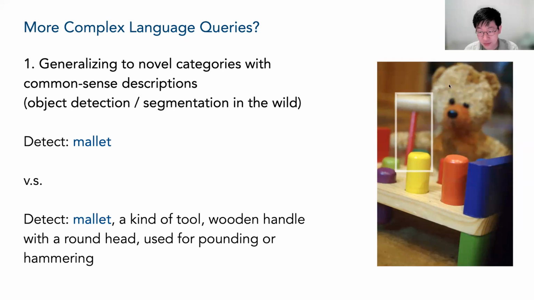So on the right, I give you this example, a picture. If I just say "detect mallet," you may not know, like before I wrote this paper, I'm not 100% sure what a mallet is. But now if I tell you detect mallet, it's a kind of tool with a wooden handle with a round head used for pounding or hammering. So now, even if you don't know the word mallet, you can guess what it might look like, right? So this helps make the task of generalizing to these novel categories much easier.